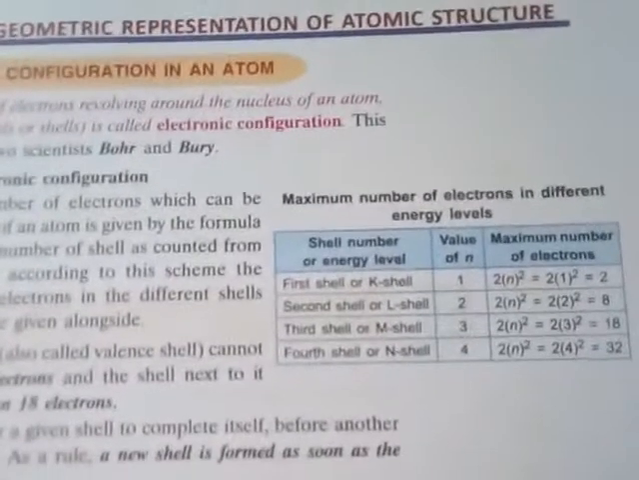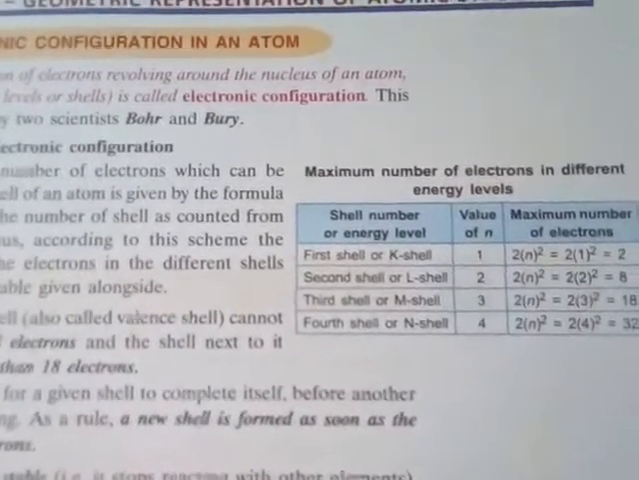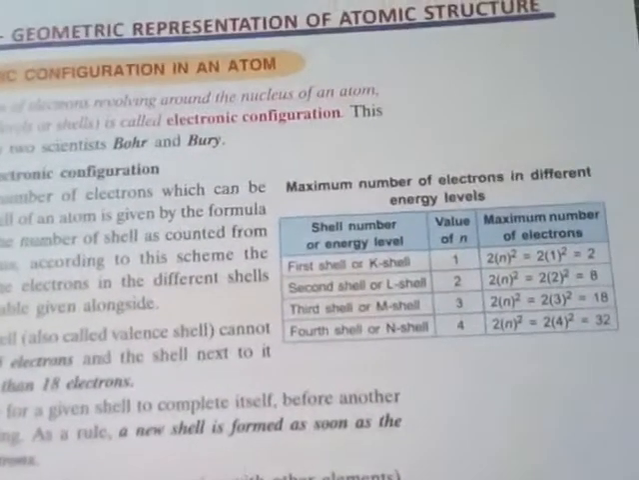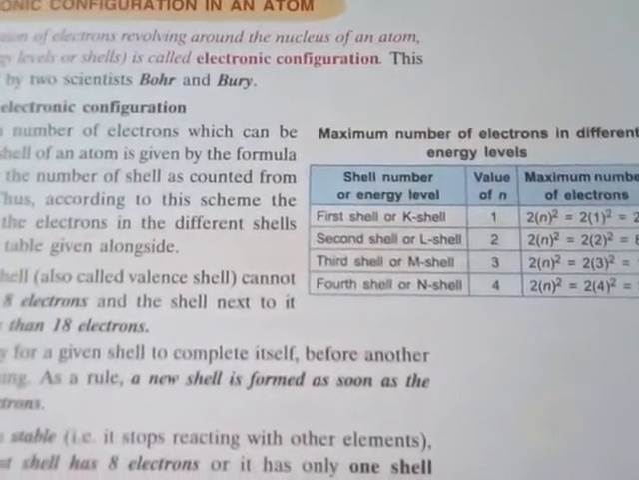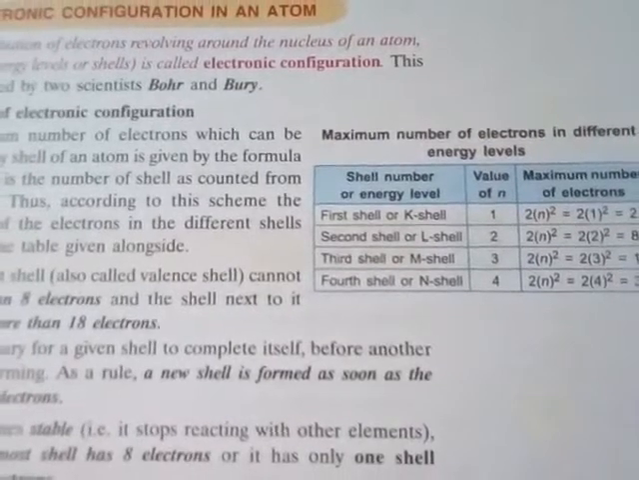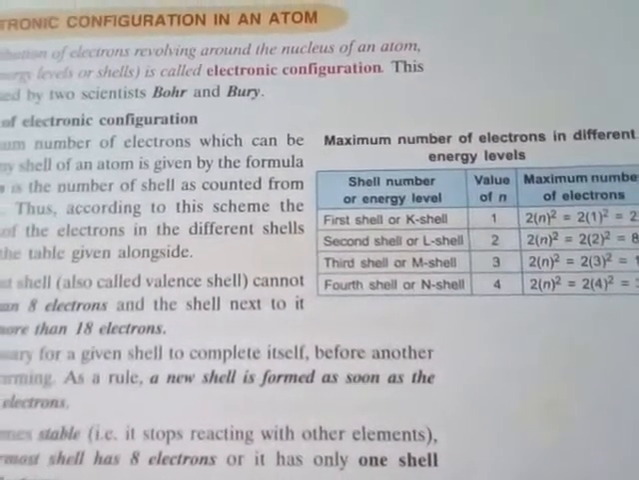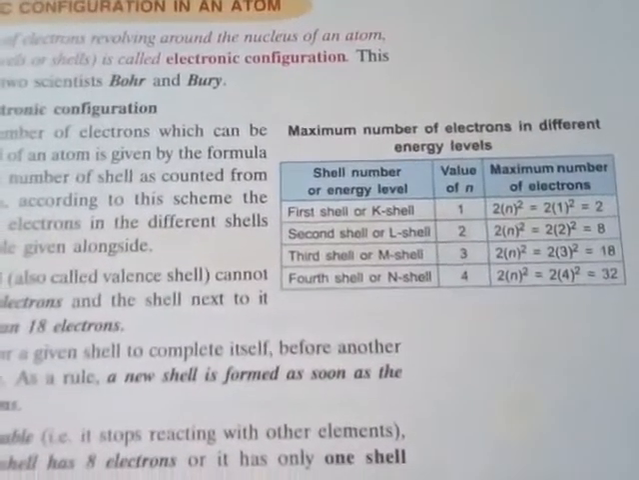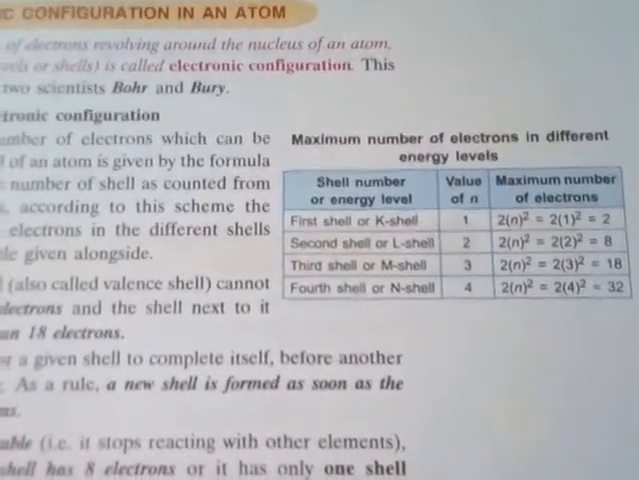Again, the count can go more than 8, to 10, but the rule says that if the electrons are more than 8, you fill only 8. After finishing that orbit, a new orbit will start, and you fill the remaining electrons. So for calcium, the electronic configuration is 2, 8, 8, 2.